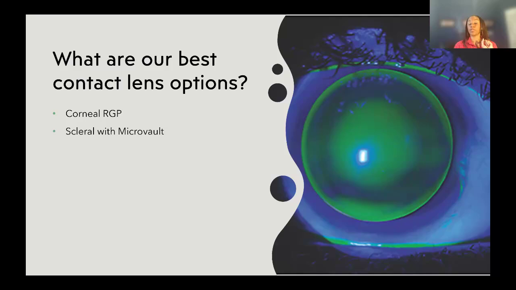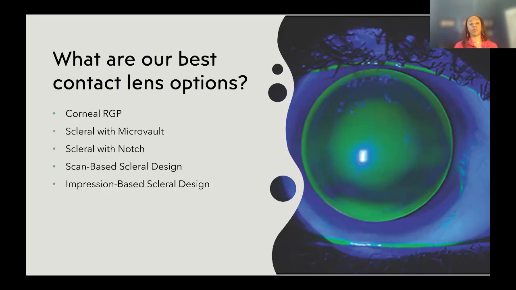A scleral with a microvault, I'll talk about that. A scleral with a notch, scan-based scleral designs, and then of course that impression-based that I'm getting ready to talk about. But I do think a hybrid here is totally reasonable. I don't know why I didn't list it. I fit hybrids all the time, but a hybrid lens for sure is fine.